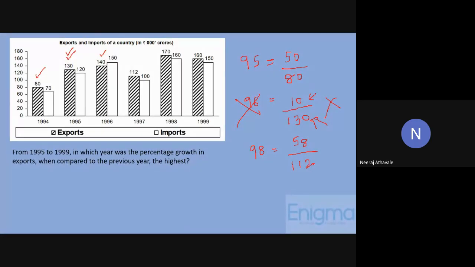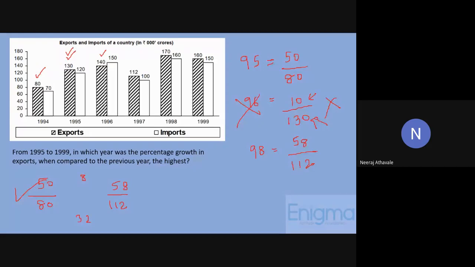Now look here, 50 upon 80 and 58 upon 112. You can see that the numerators are quite comparable. They are similar. The difference between them is only 8, but the difference in the denominators is quite large, 32. So you can say that the 50 upon 80 value will be greater. Therefore, the answer will be 95.